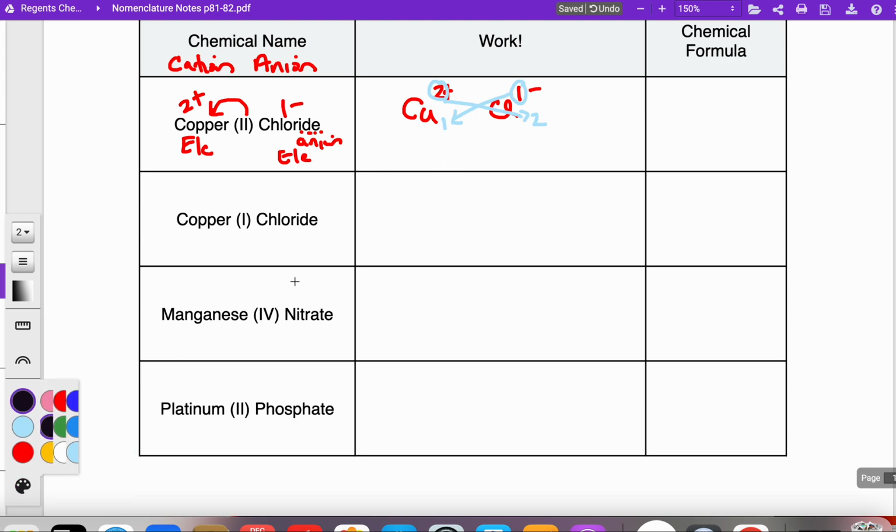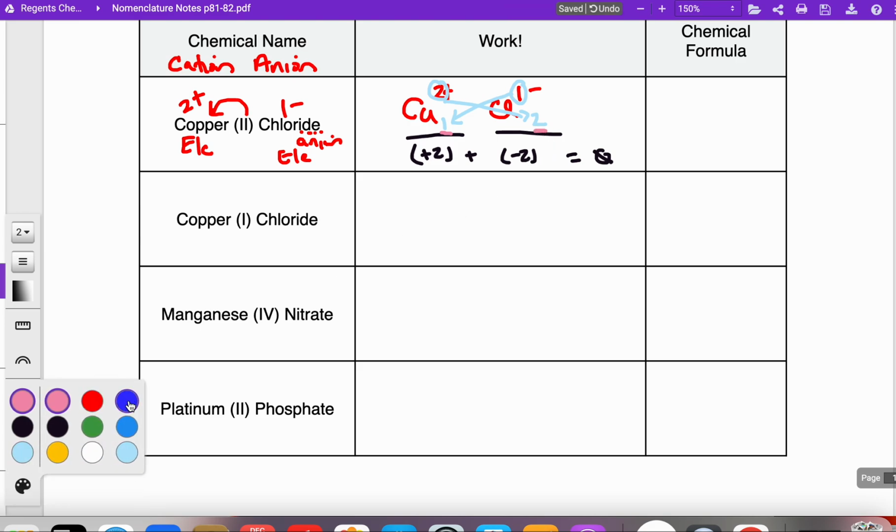Here we're going to do a quick check in the math. We have one cation and it contributes a +2 charge. We have 2 anions. They each contribute a -1, so the total negative charge contributed is -2. +2 plus -2, the sum is 0. So those crisscrossed numbers represent the ratio 1 to 2, and that is empirical in nature. So our formula would be CuCl2.